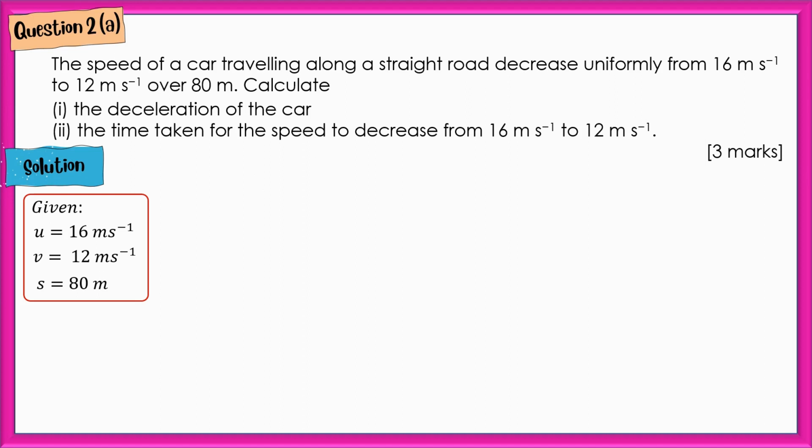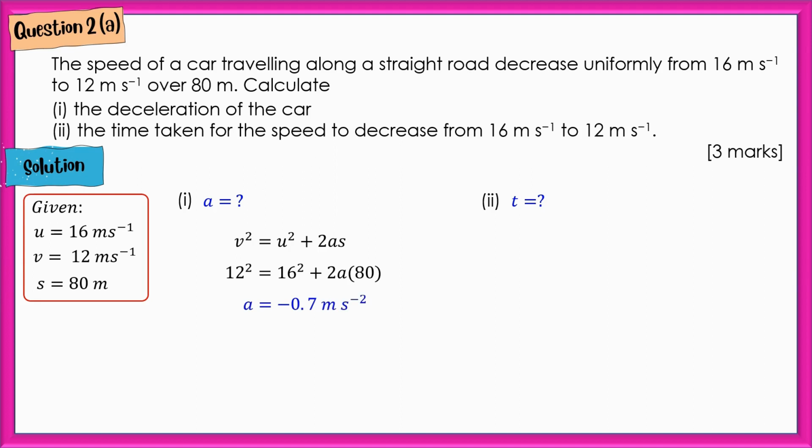Okay, to calculate the deceleration of the car, we will use the equation v square equal to u square plus 2as. Why we choose this equation? Because you refer to the given information. You can substitute all the information inside the equation, and you will get the deceleration of the car, negative 0.7 meter per second squared. Do take note that for the deceleration, a is supposed to be negative.